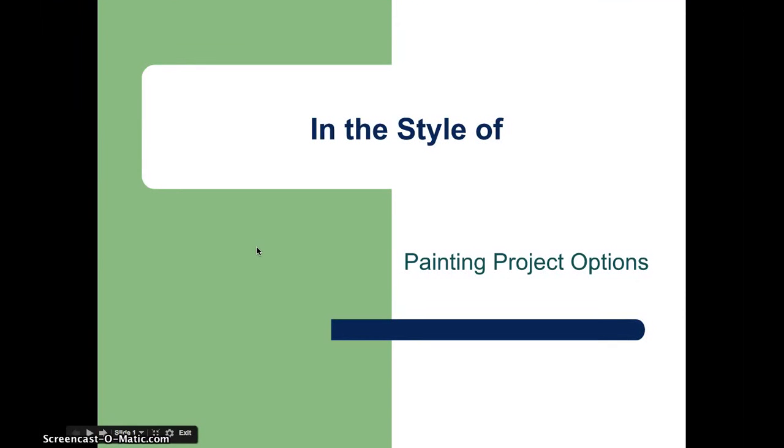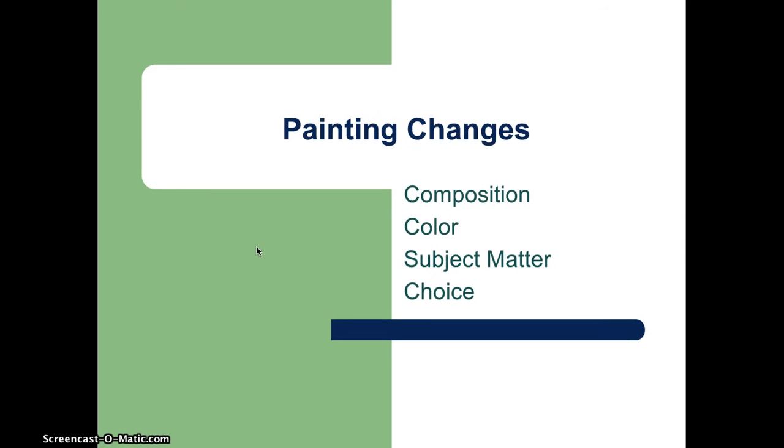Okay, ladies and gentlemen, here is the introduction to the painting project options so you can see some examples of previous student work. Now, all the paintings that you're going to see are going to have 4 changes. I'm going to go over these changes a little bit more when we do our proposal worksheets. So, the 4 changes are going to be composition, color, subject matter, and a choice option. The choice option kind of covers a lot of different options.